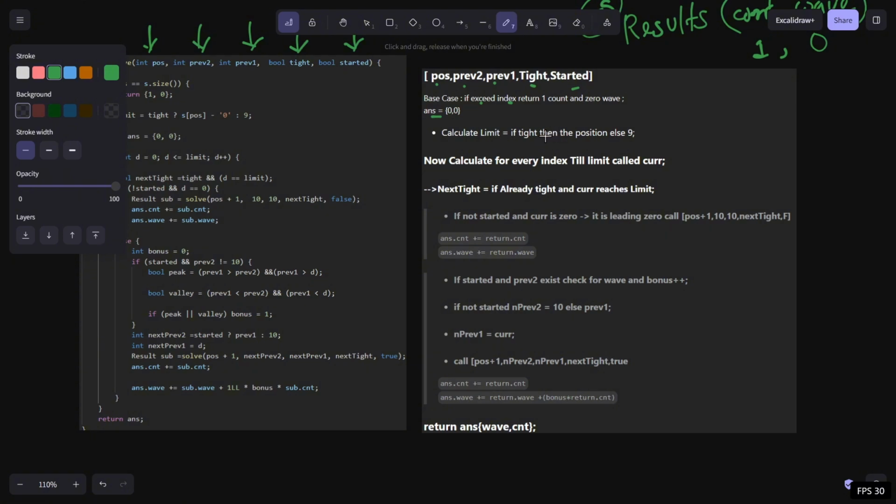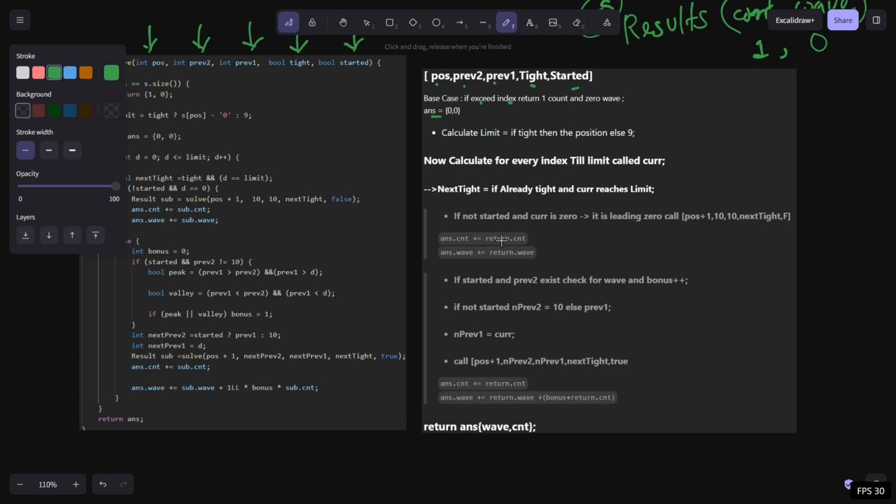Calculate the limit. If it's tight, then the limit is the number at that position, and if it's not tight, then it becomes 9. Now we iterate over every element up to the limit. First of all we calculate the next tight. How do we know if it's already tight and the current digit reaches the limit? Then its next tight becomes true.